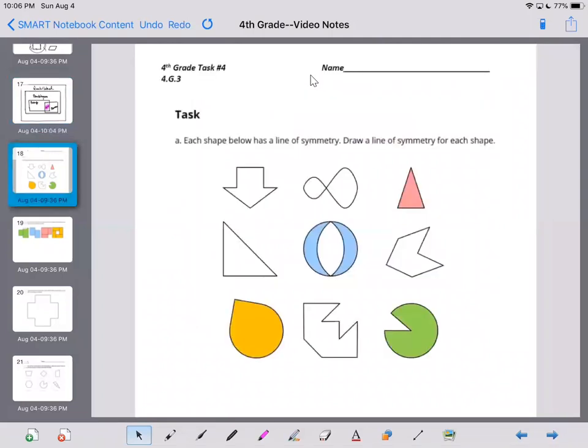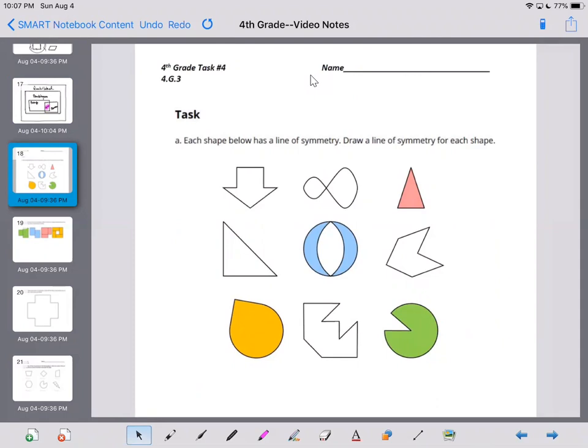So let's look at task number 4, and it highlights the standard 4.G.3. So you're recognizing lines of symmetry of a two-dimensional figure, and remember that line is a line across the figure so that it can be folded along that line into matching parts. So we want to be able to identify the line symmetric figures and then be able to draw those as well. And the purpose of this task is for the students to identify figures that have lines of symmetry, be able to draw them appropriately.